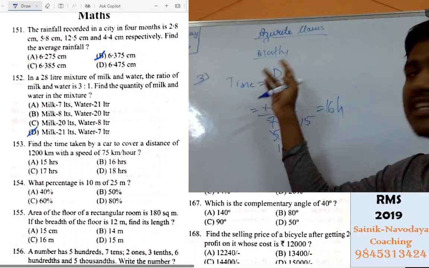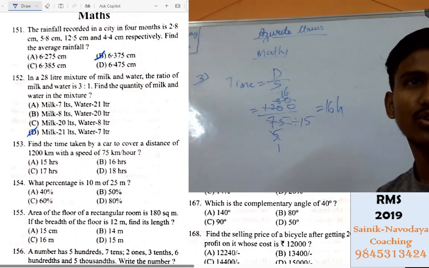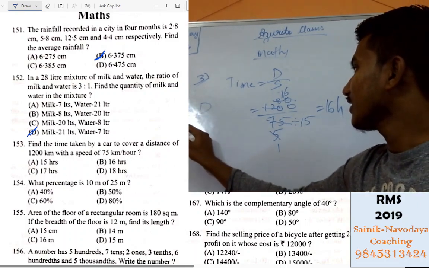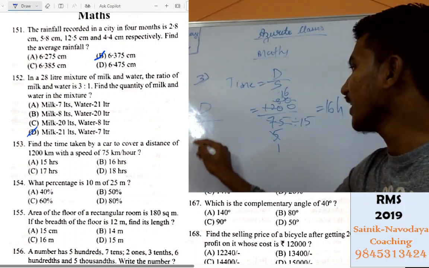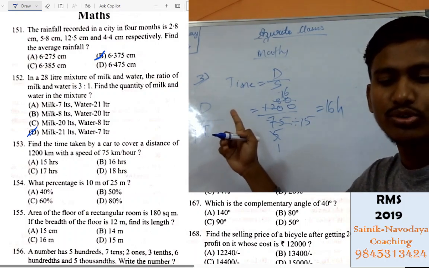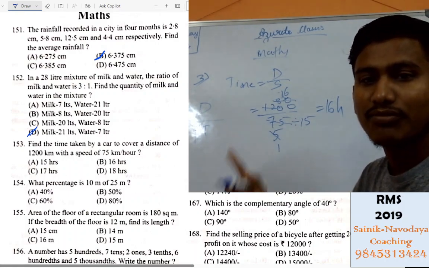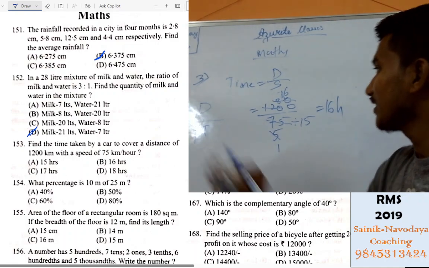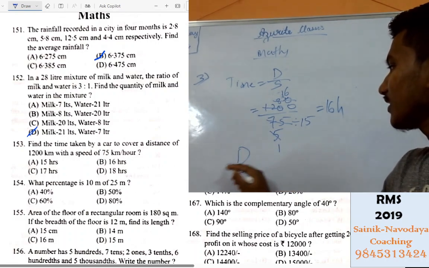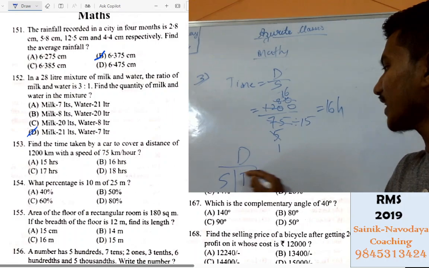You find time by distance by speed. You should remember one formula, that is D, S and T. DST. Write in alphabetical order. How should you write? You should write it in alphabetical order. So you remember this D, S and T.